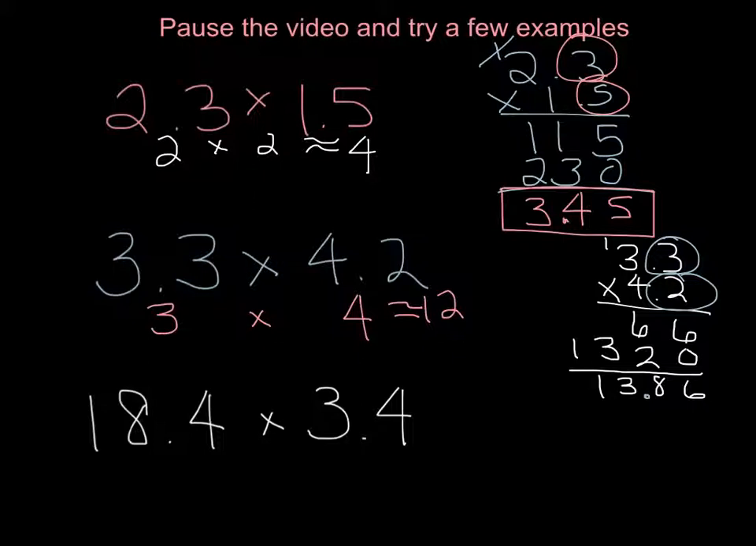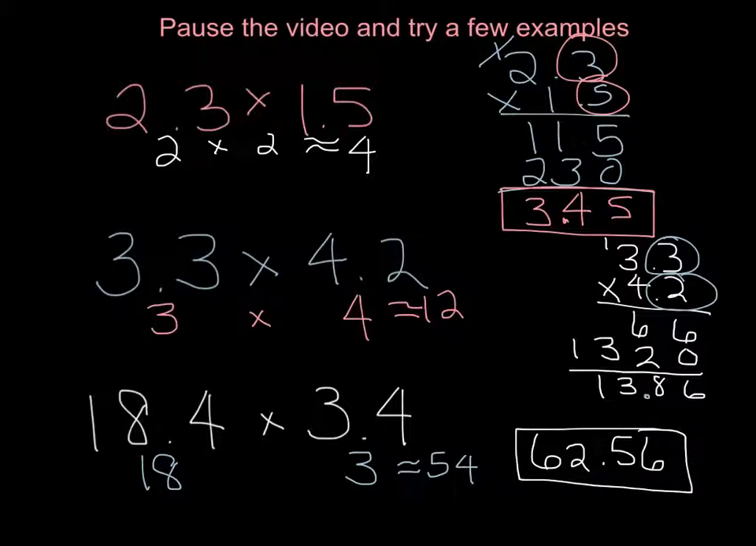Our next example is 18.4, which we can round to 18, and 3.4, which we can round to 3. And when you multiply 18 times 3, you get approximately 54. And I am just going to give you the answer for 18.4 times 3.4. It is 62.56.